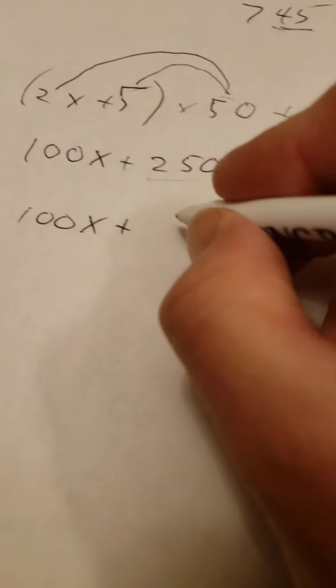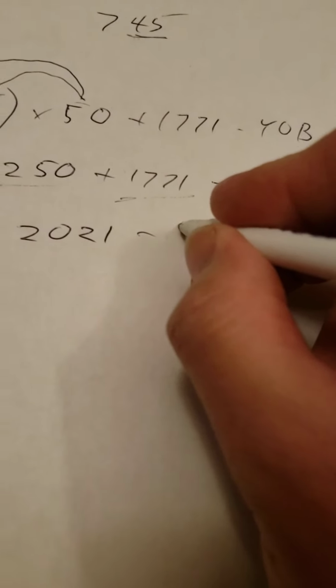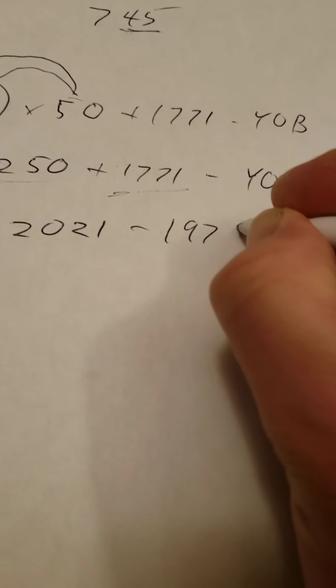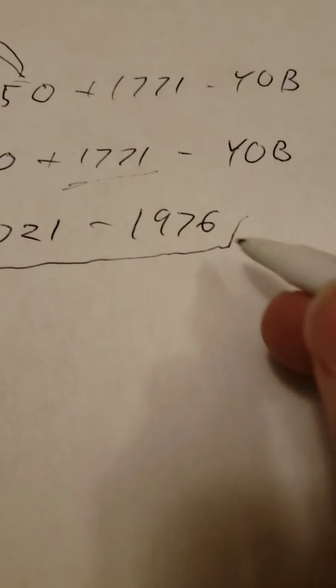Oh, okay. 2021 minus my year of birth, 1976. So look what we have here. This part here, 2021 minus 1976, that's just the normal way that we would find my age, 2021 minus 1976.